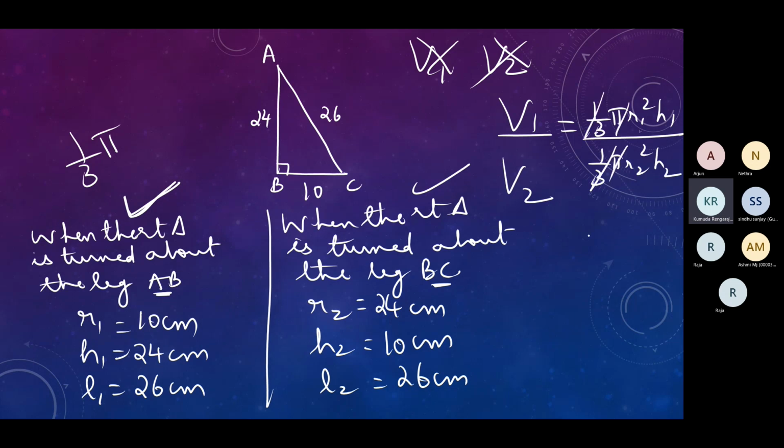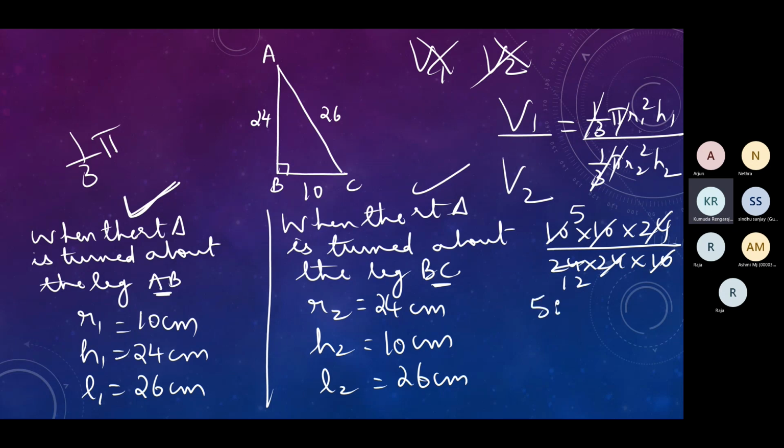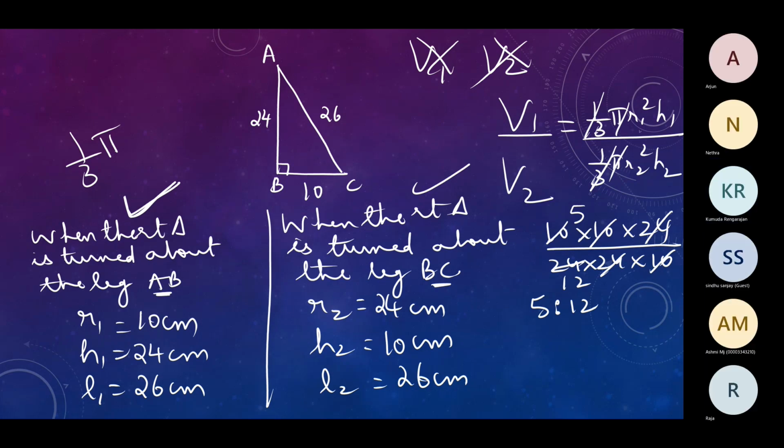1/3 cancels, pi cancels. So R1 square, so 10 into 10 into H1, 24, divided by R2 square, 24 into 24, into H2, 10. So 24 cancels, 10 cancels, and then here 2 5s are, 2 12s are. So the required ratio is 5:12. You all get my point, what I'm trying to say? Yes, ma'am. All right.